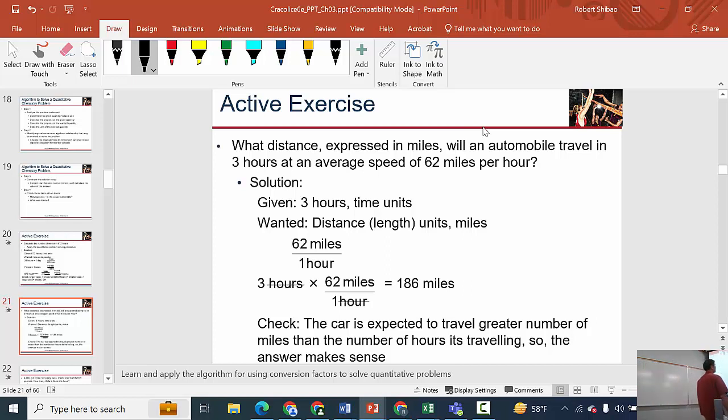What distance expressed in miles will an automobile travel in 3 hours at an average speed of 62 miles an hour? So we're given two things. 3 hours is a fixed amount of time, but 62 miles per hour is what we call an intensive property. So 3 hours is what we call an extensive property.